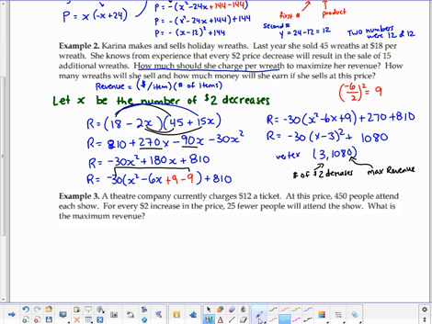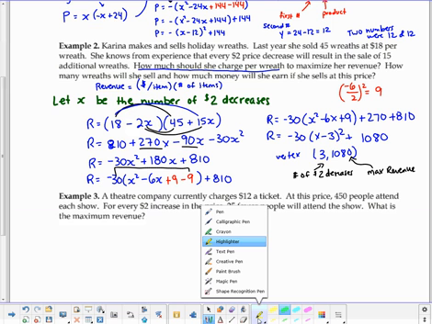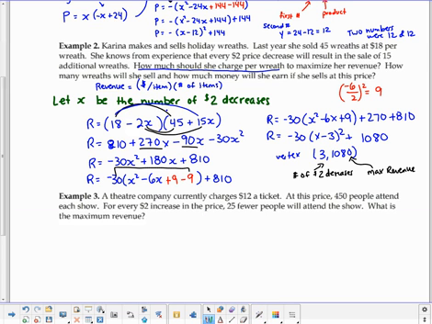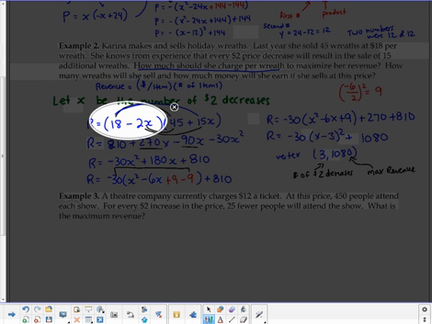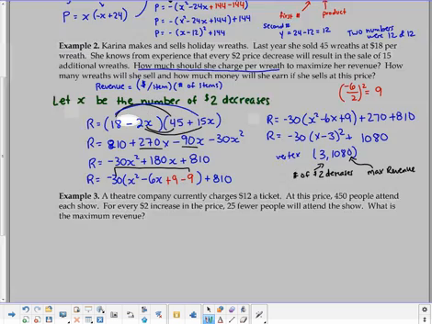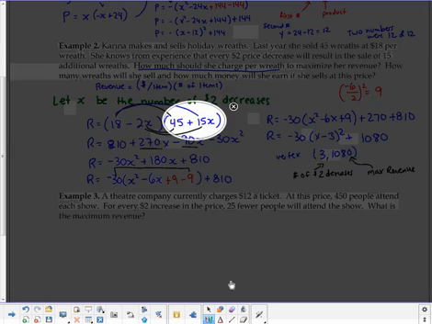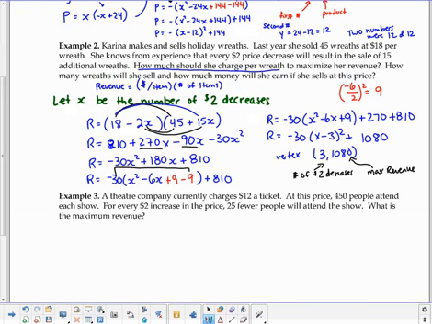So when I'm talking about those equations, let's use the magic pen. My magic pen, there it is. Okay, so when we're looking at this equation here, remember that represented our price, right? 18 minus 2x. And then the 45 plus 15x was how many wreaths we actually sold. So when it asks how many wreaths will she sell and how much money will she earn if she sells at this price?